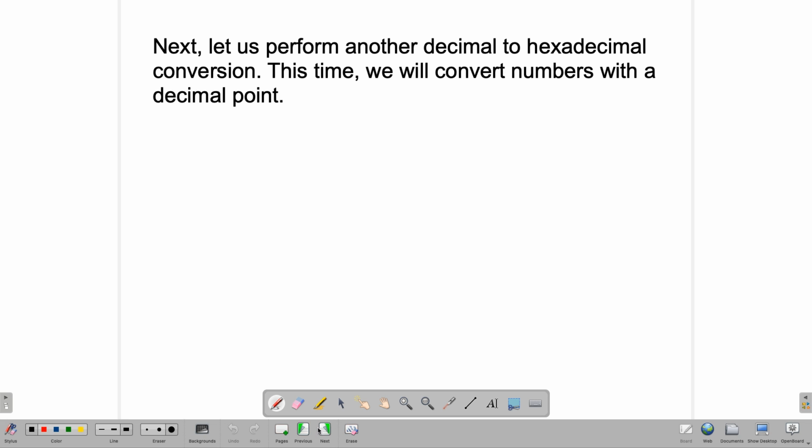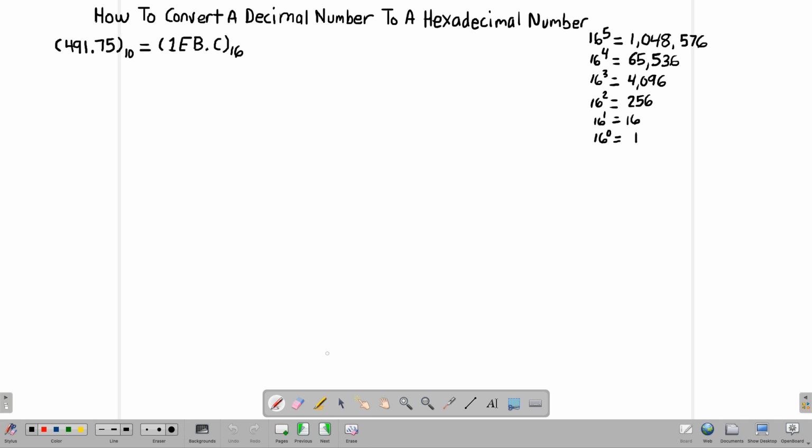Next, let us perform another decimal to hexadecimal conversion. This time we will convert numbers with a decimal point. Okay, so we begin another conversion. We're going to convert a decimal number to a hexadecimal number. This time we have a value that has a decimal point.